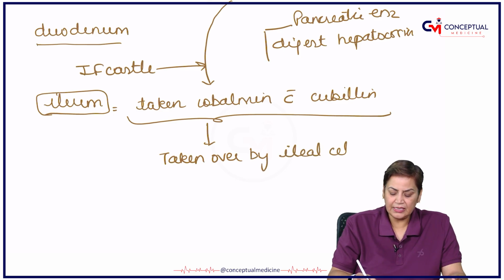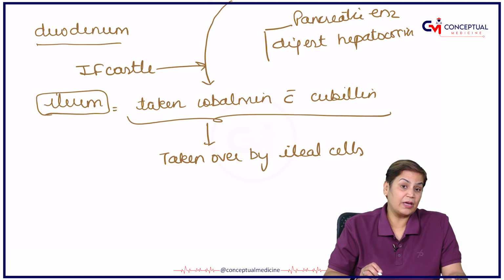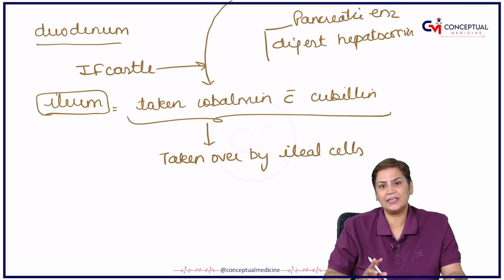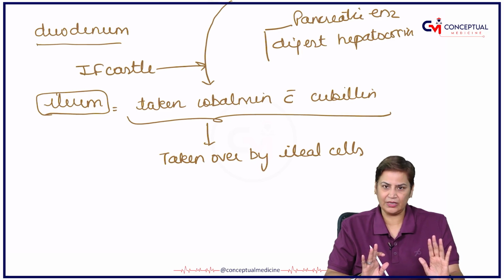Now the question is, what are the biochemical functions of cobalamin? Like I told you, cobalamin exists in two forms, adenosylcobalamin and methylcobalamin. So what are the reactions in which it is used? Okay, and this is how it is absorbed.